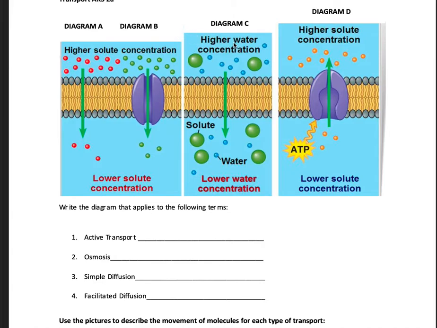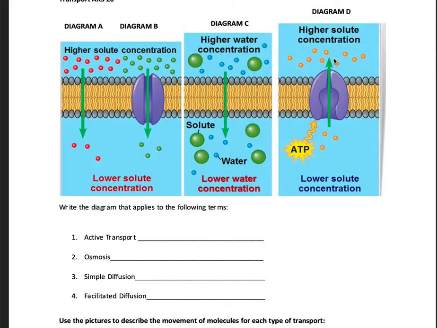Diagram C is showing you simple diffusion of water, which we call osmosis. Now, sometimes osmosis requires protein channels, but it is passive transport. So when you talk about hypertonic, hypotonic, and isotonic solutions, it's always dealing with osmosis, and osmosis is a type of passive transport. In diagram D, as a review, particles are moving from low concentration to higher concentration.